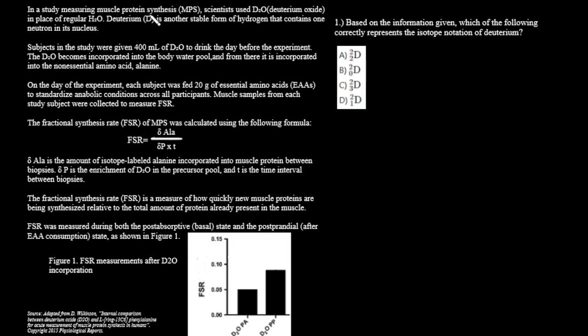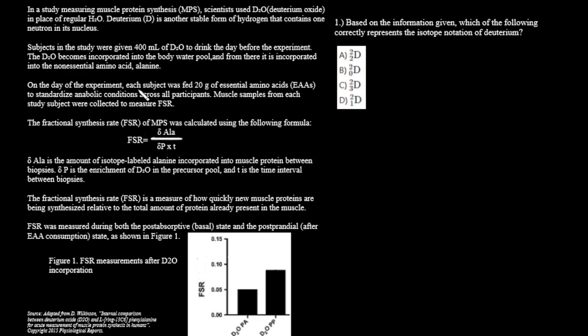In a study measuring muscle protein synthesis, MPS, scientists use deuterium oxide in place of regular H2O. Deuterium, D, is another stable form of hydrogen that contains one neutron in its nucleus. Subjects in the study were given 400 ml of D2O to drink the day before the experiment. The D2O becomes incorporated into the body water pool, and from there it is incorporated into the non-essential amino acid alanine.